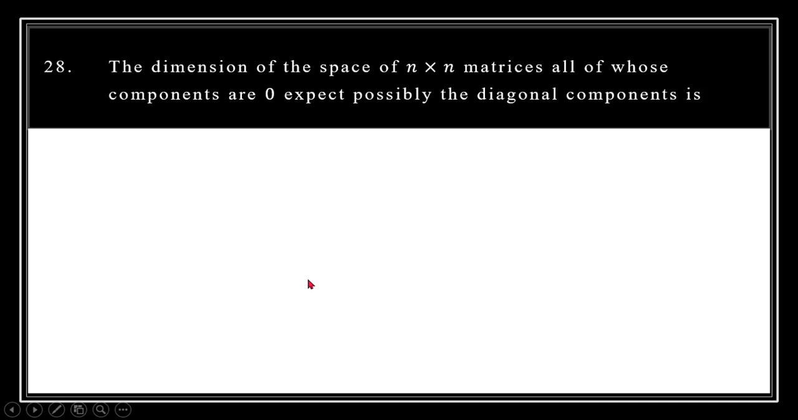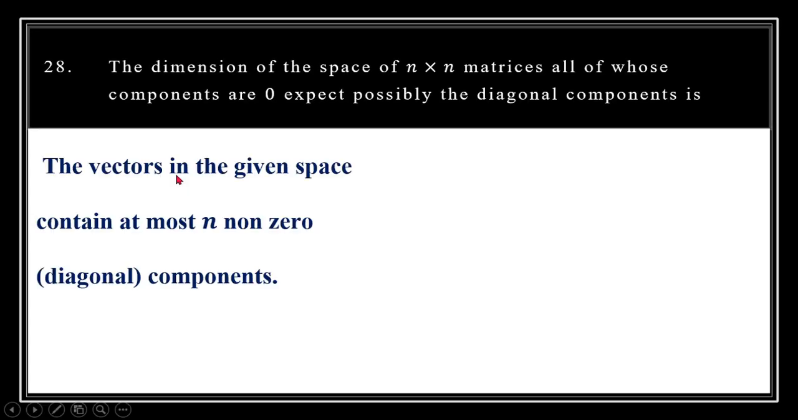The dimension of the space of n by n matrices, all of whose components are 0 except possibly their diagonal components, is: option A is n square, option B is n square minus n, option C is n, option D is 2n. The vector in the given space contain at most n non-zero diagonal components because it is the space of n by n matrices, all of whose components are 0 except possibly diagonal components.